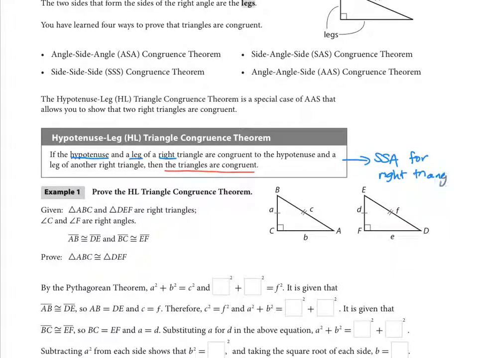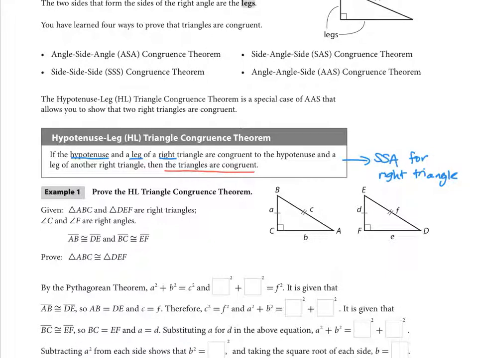I can show you why this does not work for other types of triangles, specifically for acute triangles and for obtuse triangles. This SSA would not work, and that's because I can come up with a different triangle where those 3 parts, the 2 pairs of sides and the pair of non-included angles, are congruent, but the 2 triangles clearly are not going to be congruent to each other.